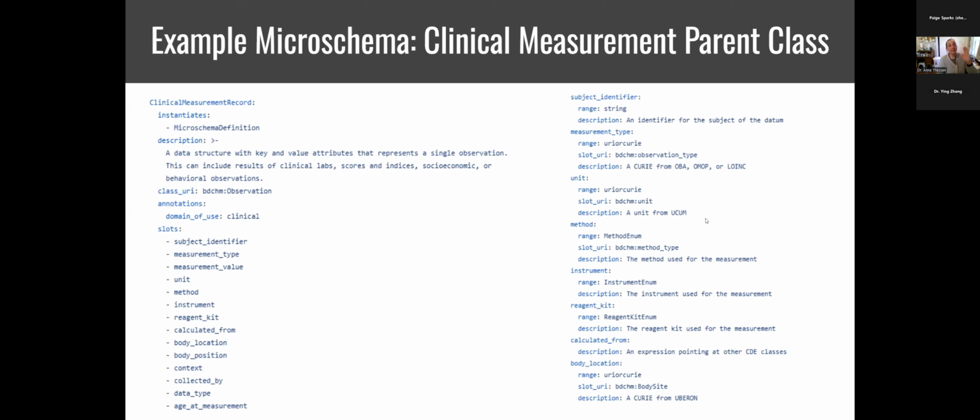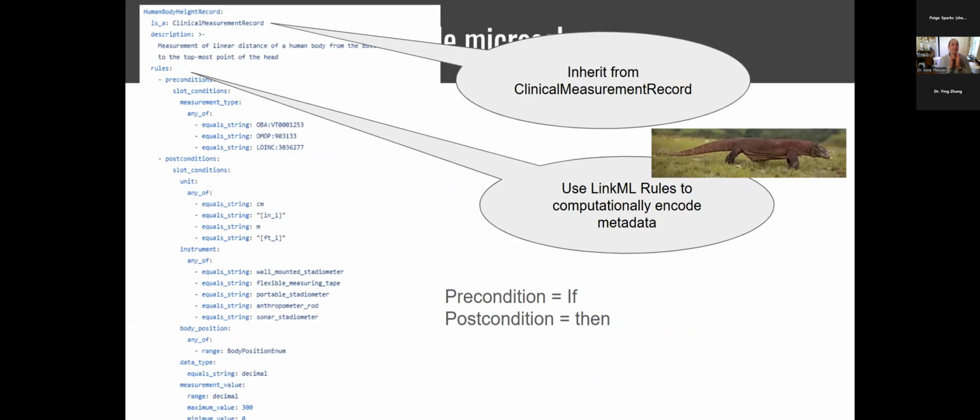Okay, that is still very high level. So let's get maybe a little more specific with human body height record. So this is a clinical measurement record. Now this is different from instantiating.